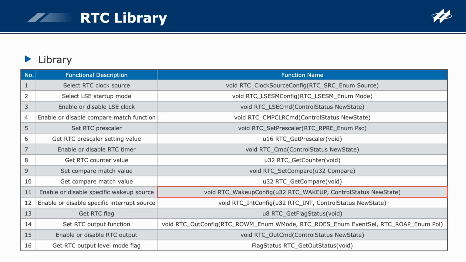The 11th function is used to enable or disable the specific wake-up source. The 12th function is used to enable or disable the specific interrupt source. The 13th function is used to get the RTC flag. The 14th function is used to set the RTC output function. The 15th function is used to enable or disable the RTC output. The 16th function is used to get the RTC output level mode flag.